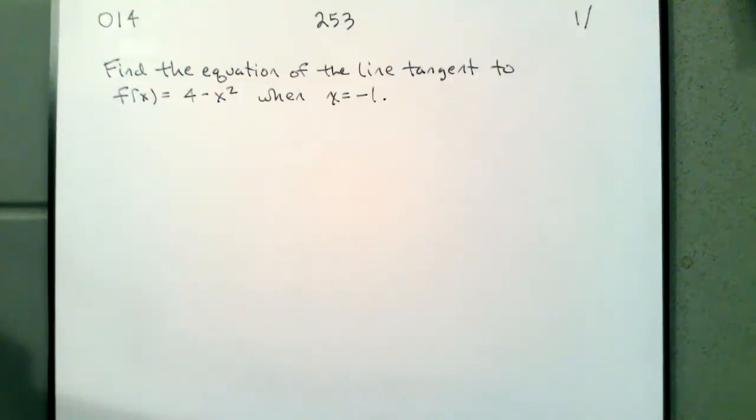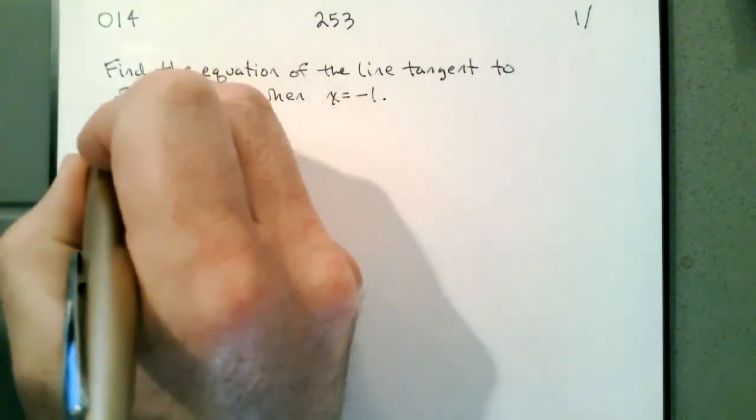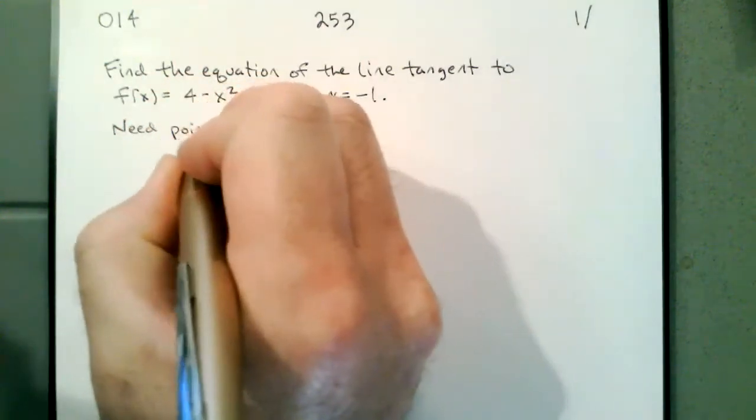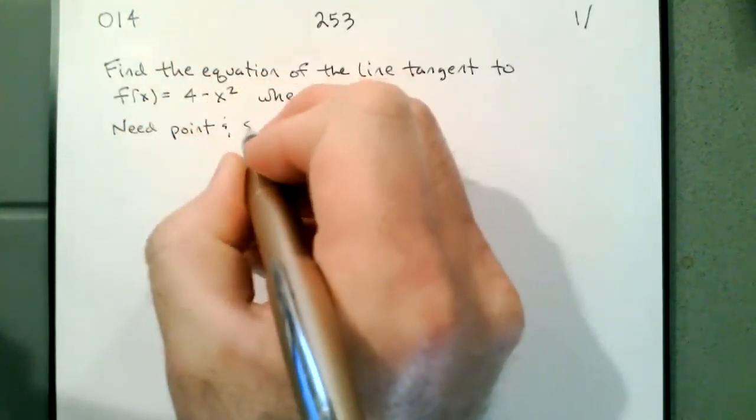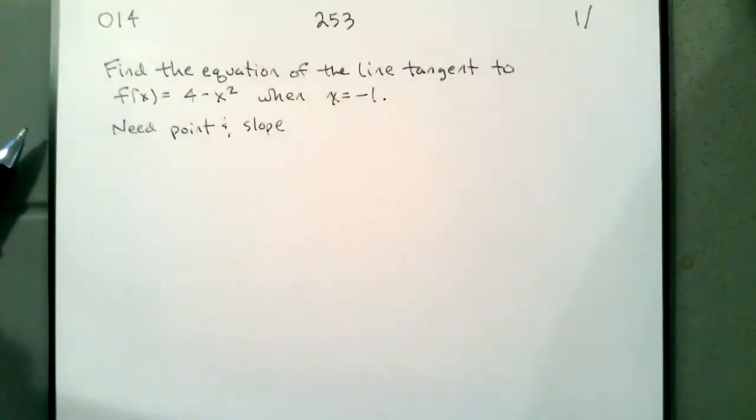So we know the process for this. We need to find the slope and a point. That's what we need to find the equation of a line. So we need a point and a slope. This is because lines are very simple objects. They just need to start somewhere and a direction to go. So that's all we're looking for. We need a place to start and a direction to go.